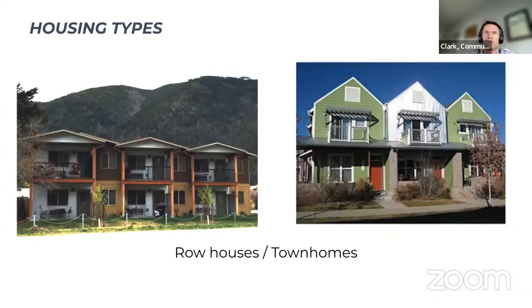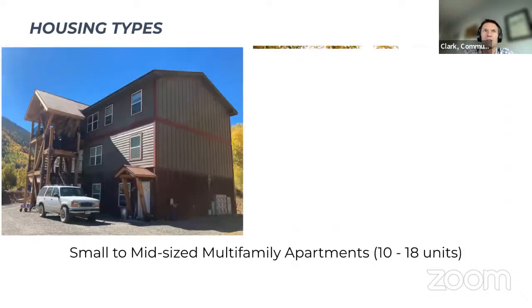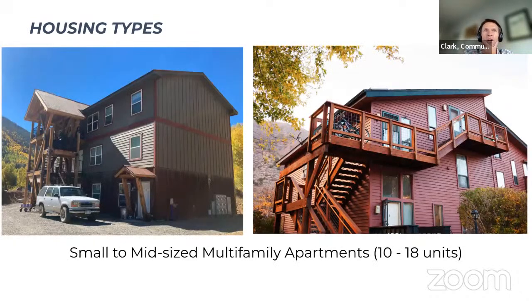Smaller scale row homes and townhomes. Again, here you're getting an attached housing type, but it also fits almost a single family model very well. And then we start to get into more of what we think of when we think about multifamily. So apartment units at a 10 to 18 unit scale. Again, these are both scaled to community. Obviously, the one on the left is in Silverton, and the other one over here is just down the road from me in Glenwood Springs. It's a great fit and totally the type of thing that would also fit in a place like Silverton.